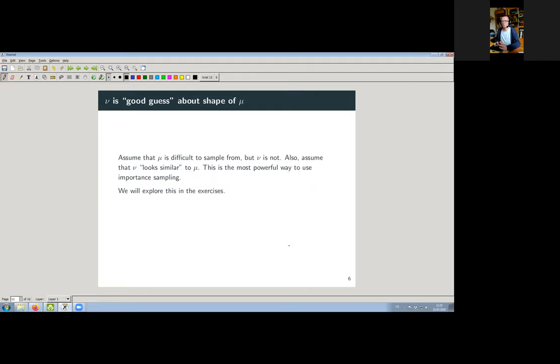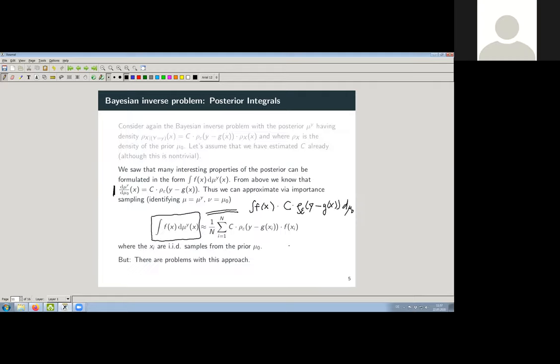And the third example is, and this is the most important example because this is how importance. Excuse me, yes, please. Why did you say there are problems with that? It's always about high dimensions. But maybe this is not completely correct what I said.